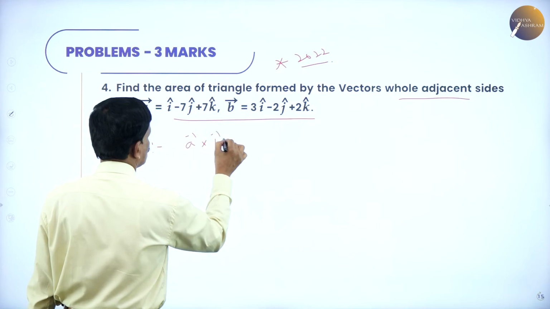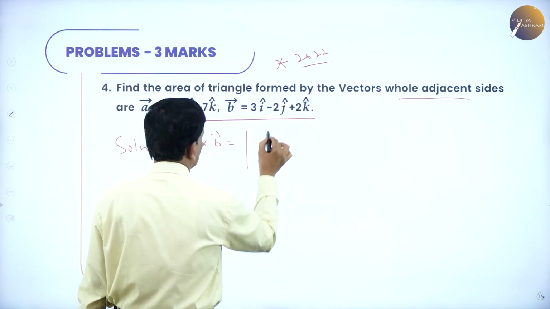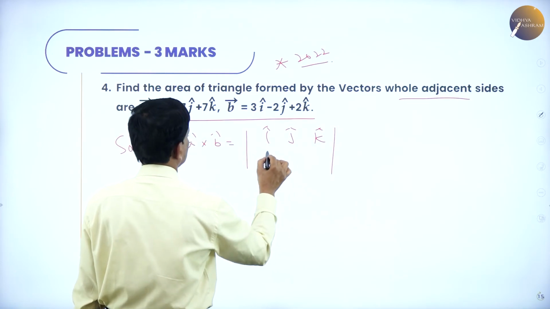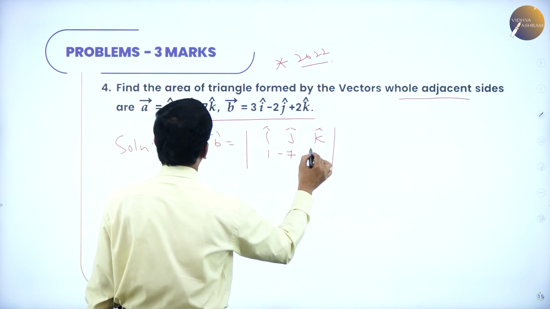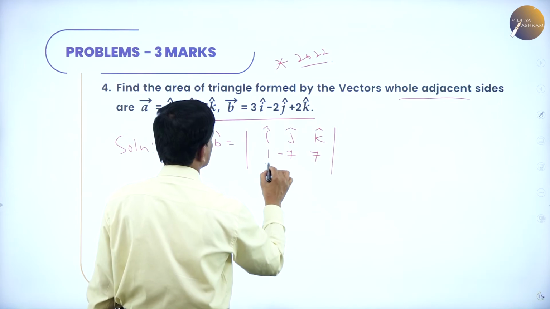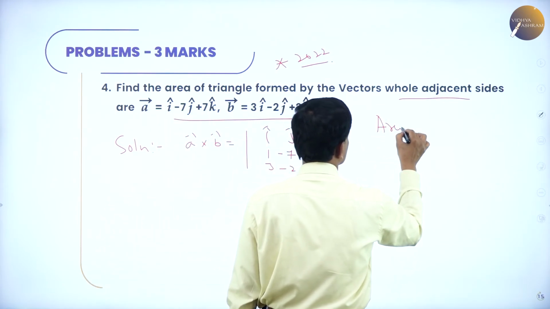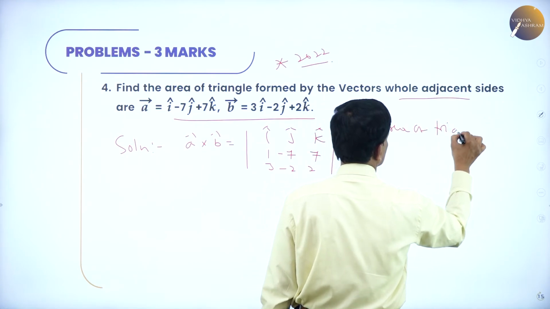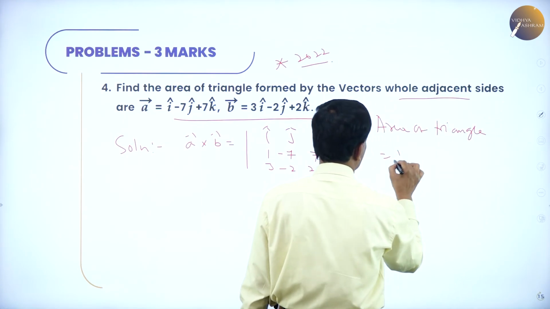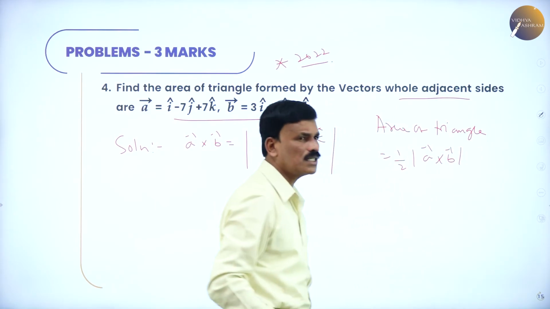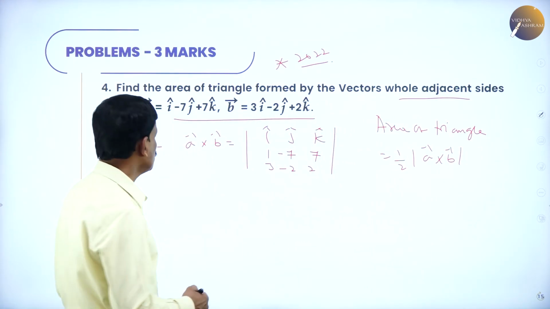A cross B is equal to the determinant of i, j and k. What is the value of i, j, k? 1, minus 7 and plus 7. Here it is 3, minus 2 and 2. Since the area of a triangle is equal to half into length of A cross B, where A and B are the adjacent sides of a triangle. Now simplify this.